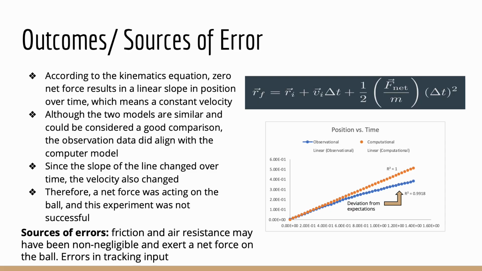Although our two models are similar, our data did not match the computer's predictions, since the velocity was not constant. Therefore, there was a net force acting on the system of the baseball in this scenario, and the experiment was not successful. Sources of error could be friction and air resistance, or errors during the tracking input.